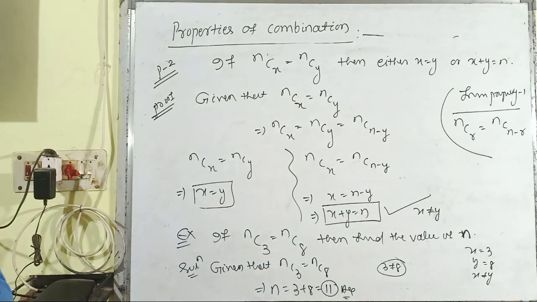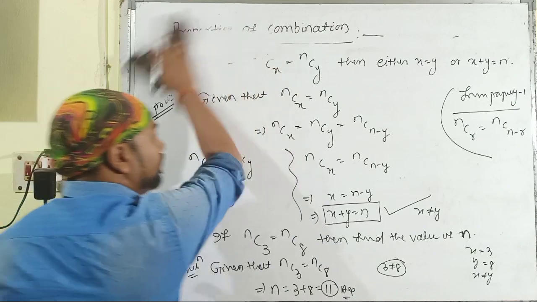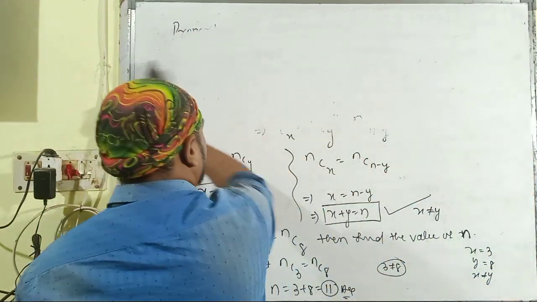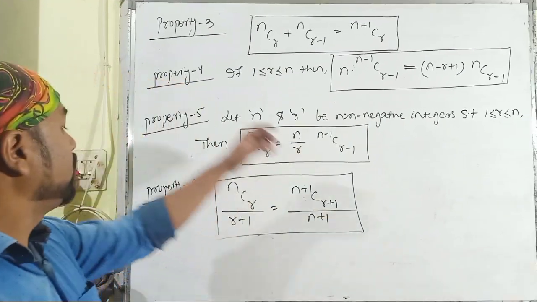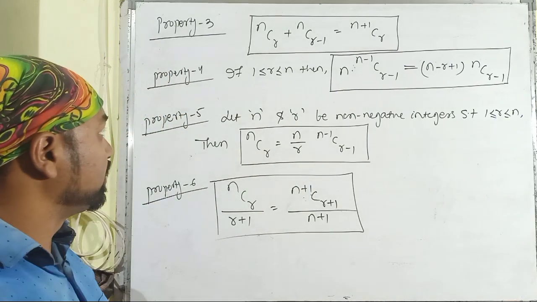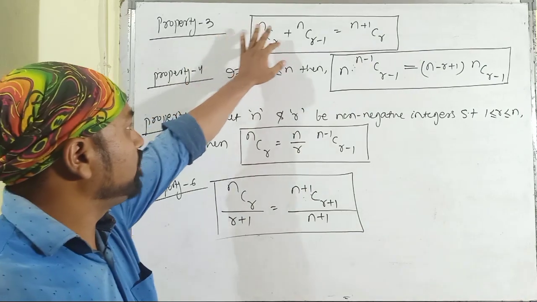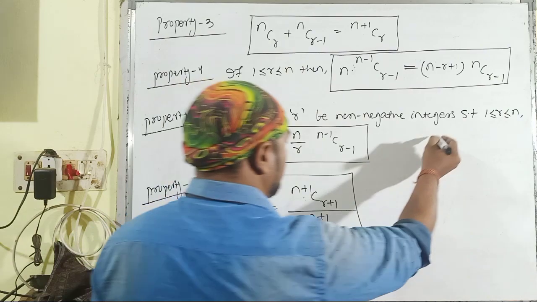Then let us move towards the rest of the properties in the topic of combination. Next, there are 4 properties: property 3, property 4, property 5 and property 6. In property number 3, you have to show that nCr plus nC(r minus 1) will be equal to (n plus 1)Cr, and these are the tasks for you.